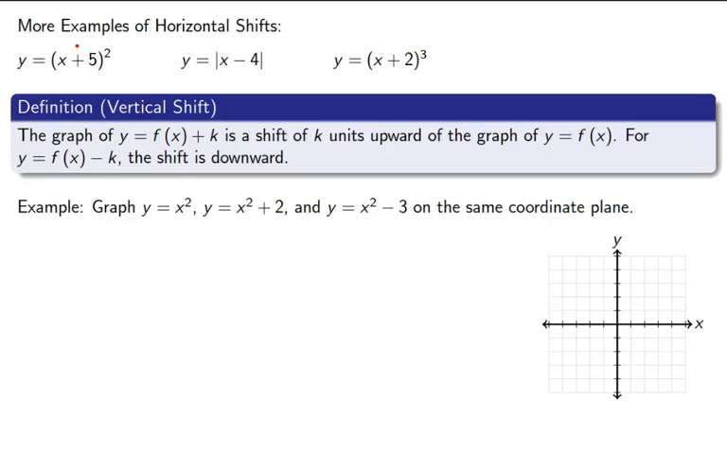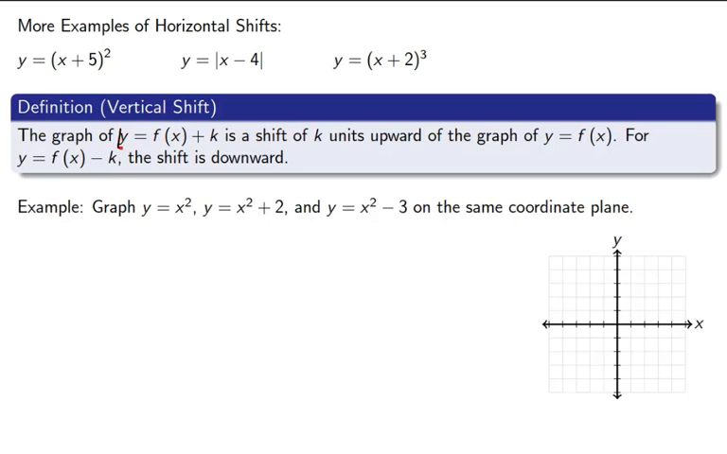Just a few more examples of what this could look like. Say x plus 5 squared. Notice that the x plus 5 is in the parentheses. Absolute value of x minus 4. Again, x minus 4 is inside the absolute value. X plus 2 cubed. Again, the x plus 2 is inside the parentheses. So when it's inside the function, it's a horizontal shift.